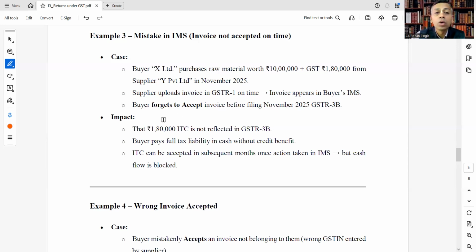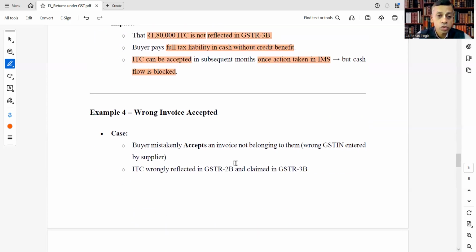So the impact will be that the 1,80,000 ITC is not reflected in GSTR-3B. So the buyer pays the full tax liability in cash without credit benefit. ITC can be accepted in subsequent months once action is taken in IMS, but cash flow is blocked. It means that in that particular month your cash flow will be blocked; you have to pay the full liability. So you can take ITC later. It is possible in subsequent months.